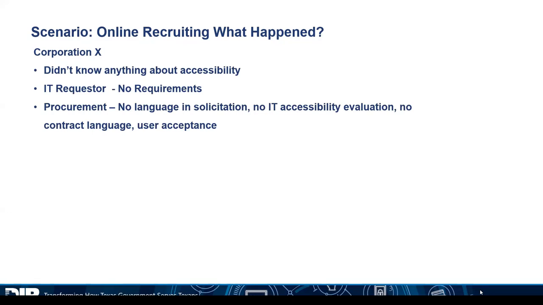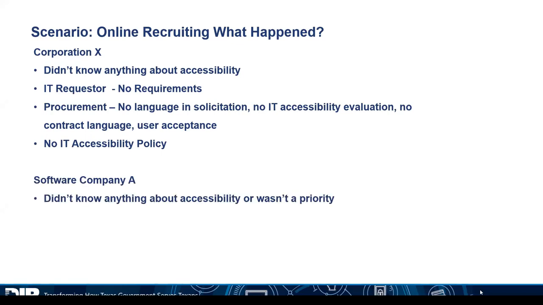There was no language on the procurement side with regard to solicitation. There was no accessibility evaluation, no documents requested like VPATs. There was no contract language, et cetera, et cetera. And the company really didn't have an IT accessibility policy, which, hopefully, as we go through this, is going to be fundamental to the success of a program anywhere.